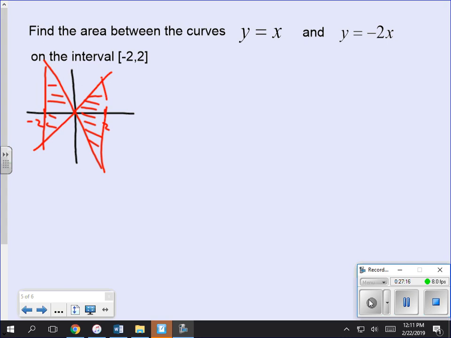Because to be able to do one integral, my upper curve needs to be the upper curve for everything. In order to do one integral, it has to be the same upper curve and the same lower curve throughout the whole problem. I don't. It switches which one's which. This is y equals x. This is y equals negative 2x. They cross in the middle of my area I'm trying to find. So they change which one's the upper and which one's the lower bound. And that is an important thing to understand. So I can find it piecewise, find it by parts.